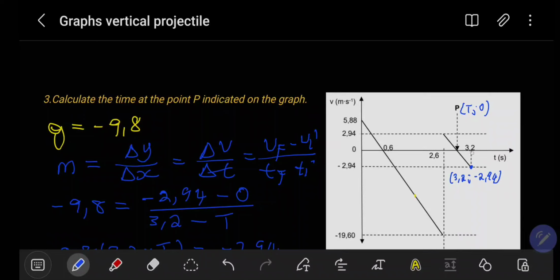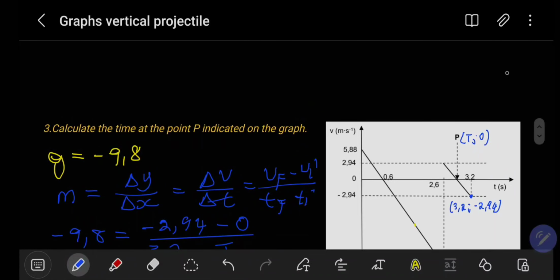And it's true because 2.9 is between 2.6 and 3.2. So this is the other way that you can find the value of t at point P. Or you can use the equations of motion, whereby you have to be very, very careful when you want to use the equations of motion.